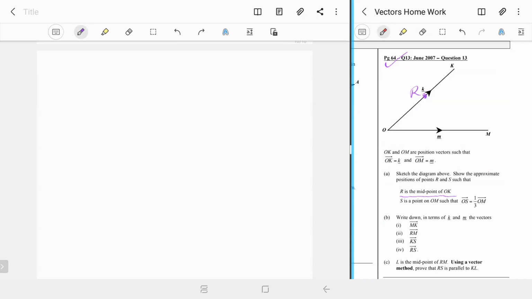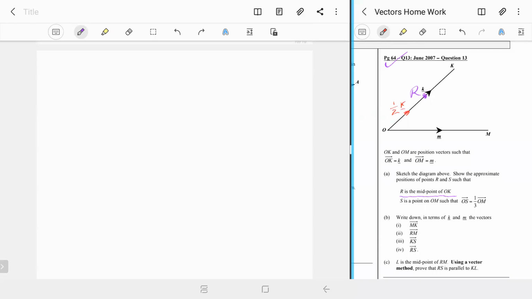If the whole vector is K and R is in the middle, then what is the vector from O to R? What is the vector from O to R? If the whole thing is K and R is in the middle, it is half K. So the vector from O to R is simply half of K.